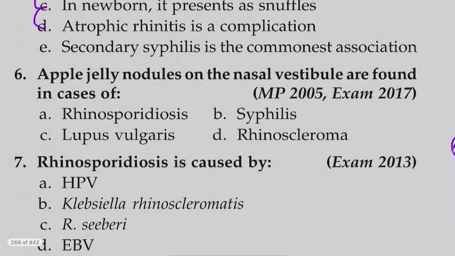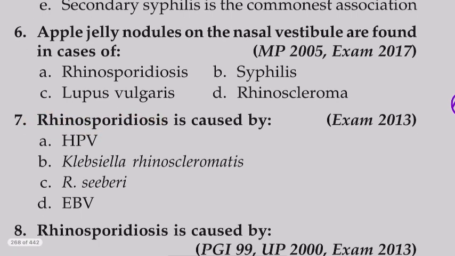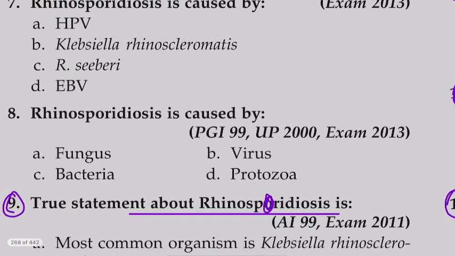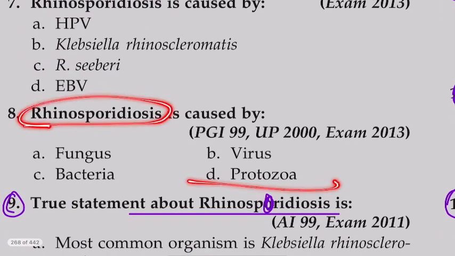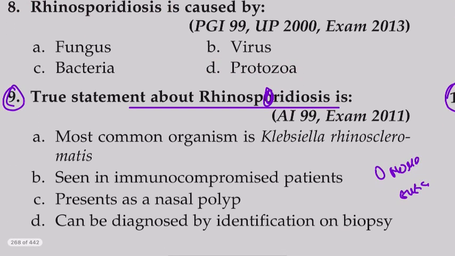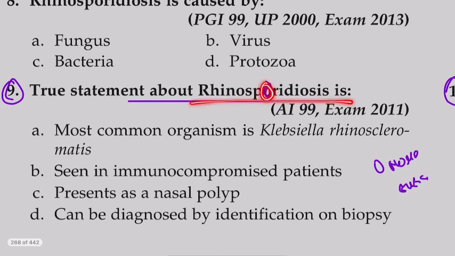Apple jelly nodules on the nasal vestibule are found in lupus vulgaris, right? Rhinosporidiosis is caused by what? Rhinoscleroma was caused by Klebsiella rhinoscleromatis. But talking about rhinosporidiosis, it is caused by Rhinosporidium seeberi, which is a protozoan, right? An aquatic protozoan.